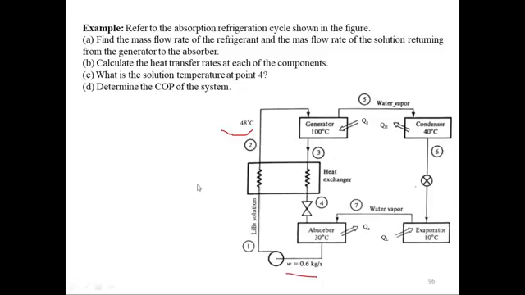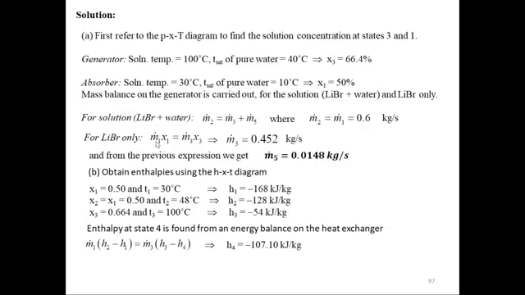And the lithium bromide salt mass balance will be m dot 1 X1, which is the mass of the salt leaving the absorber, and m dot 3 X3 is the mass of the salt coming out from the solution into the absorber. So what is leaving and what is coming out should be the same. From here, because we already know X1 and X3 and we know m dot 1, we can figure out m dot 3. So m dot 3 is 0.452 kilogram per second.